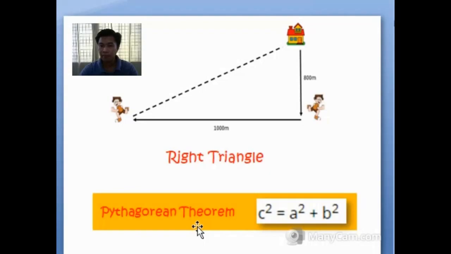So the Pythagorean theorem is: the square of the longest side is equal to the sum of the squares of the other two sides. Or in other words, c squared is equal to a squared plus b squared. So c is located here. As we have said a while ago, it is the longest side. And a is located here, which is the shortest side. And b is located here, which is the longer side.